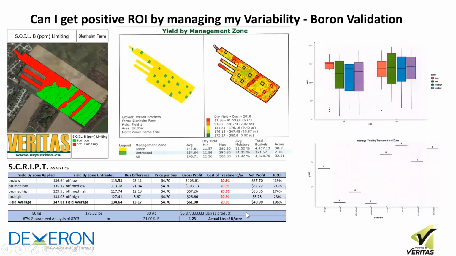So this is the type of value we can create by looking for those hidden hungers, by tweaking our soil sampling operations, by understanding the value, and by using some of these new tools in the marketplace to help us better understand what we should be applying and where we should be applying it.